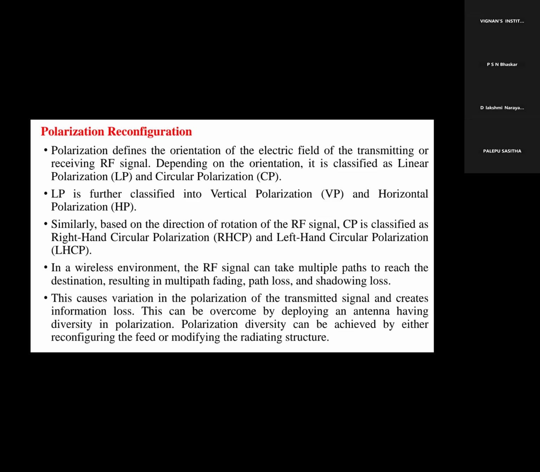In a wireless environment, the RF signal can take multiple paths to reach the destination, resulting in multipath fading, path losses, and shadowing losses. In these cases, variation in the polarization of transmitted signals creates information loss. This can be overcome by deploying an antenna having diversity. Diversity means one antenna should be operating in right circular polarization and another antenna in left circular polarization. Polarization diversity can be achieved by either reconfiguring the feed or modifying the radiating structure.